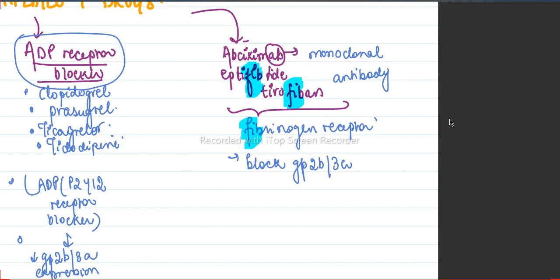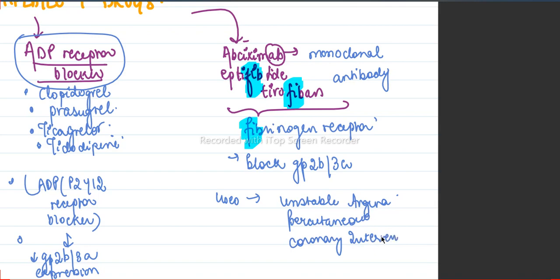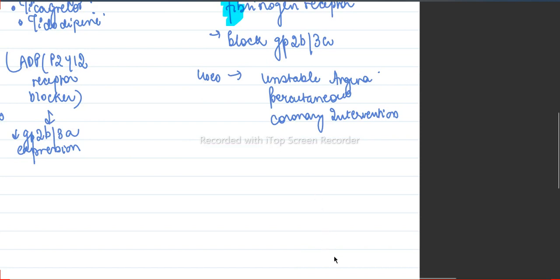Talking about the uses, these are used in cases of unstable angina and percutaneous coronary intervention. Side effects for these drugs include that they carry a risk for bleeding and thrombocytopenia.